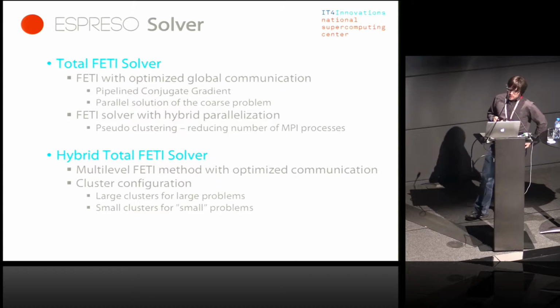We also implemented the hybrid parallelization even for the FETI. So for the FETI, instead of the cluster, we have a group of subdomains which are processed by the threads, which allows us, even in case of the FETI, to fully utilize the node. We can have, let's say, a couple of hundred up to 1,000 relatively small subdomains on a node, which is very suitable for small problems if you want to run on small clusters.